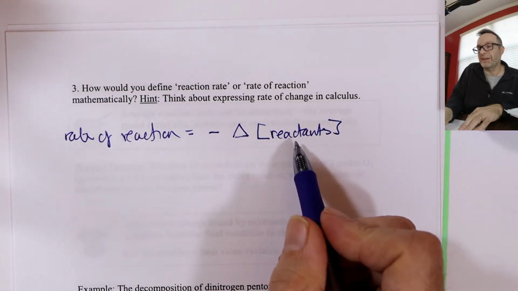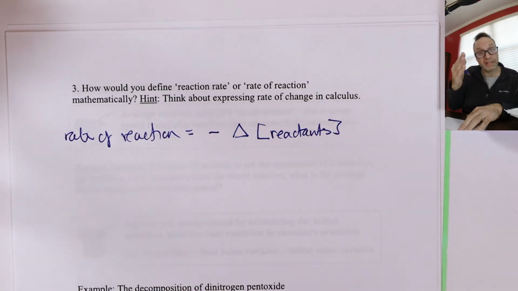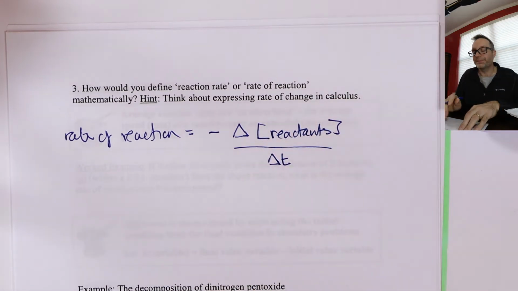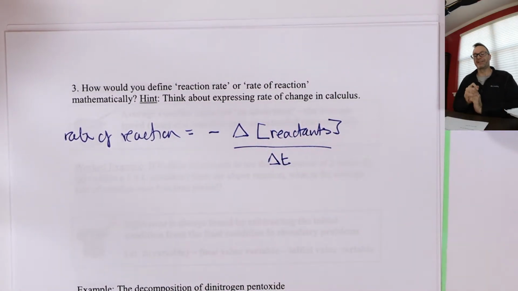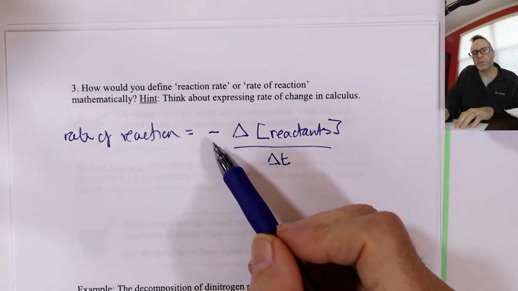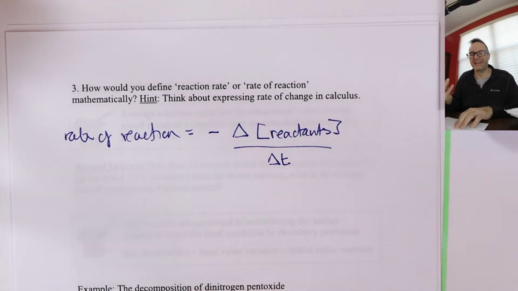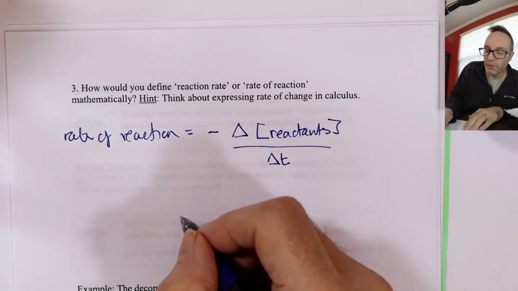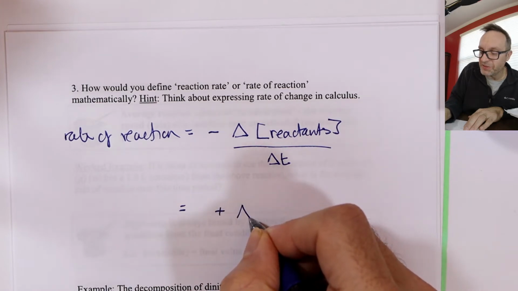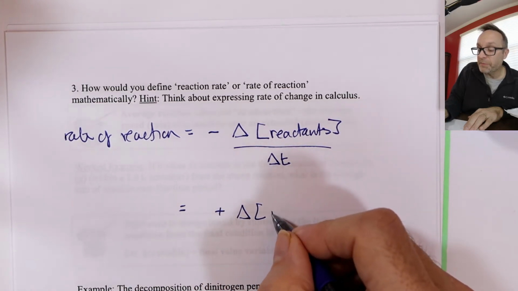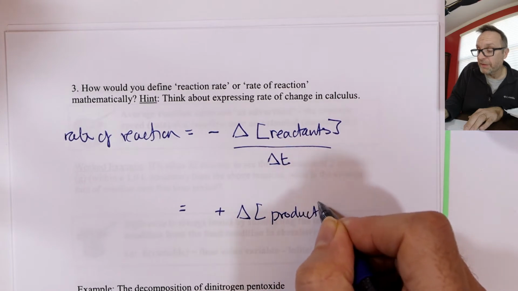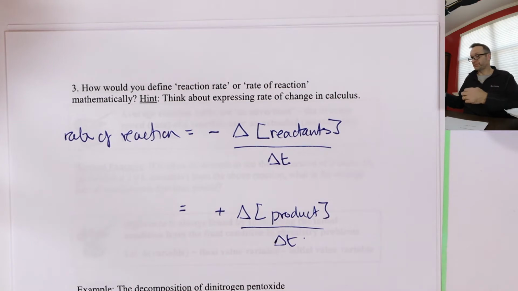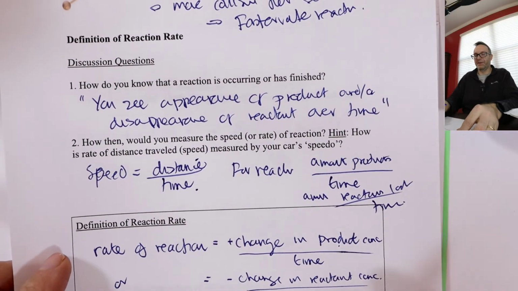Change in the concentration of reactants, and minus, because they're getting lower, reactants always go away over time, over the change in the time it takes to do it. Fair enough, right? The minus is somewhat optional. I like to do minus because it reminds me they're going away. Or it can be the change in the product concentration with time.